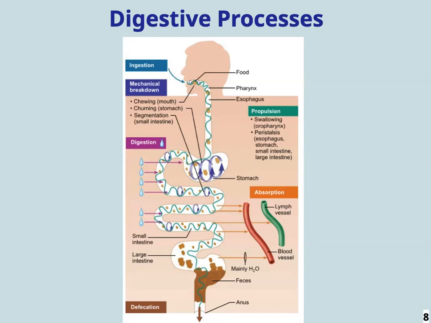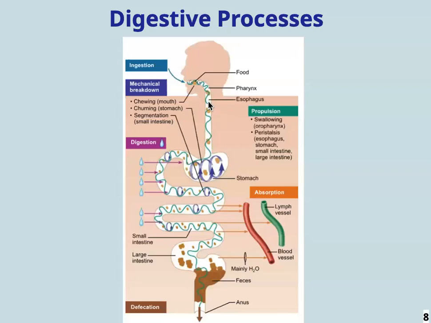So segmentation functions to mechanically mix the food substance into a more homogeneous mixture, and also helps with mechanical breakdown of the food into smaller pieces that's more easily digestible when later that food substance encounters the chemical enzymes.